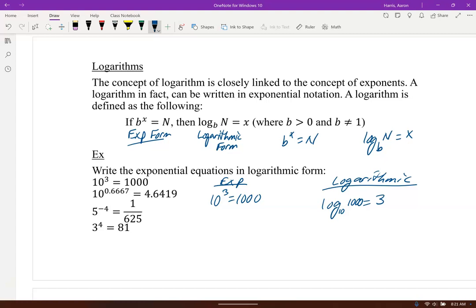Okay, so let's do some more. 10 to the 0.6667 equals 4.6419. Let's do the logarithmic form. I'm going to write the log here, the equals over here, and I go: 10 to the 0.6667 is 4.6419. So log base 10 of 4.6419 equals 0.6667. That's the logarithmic form.